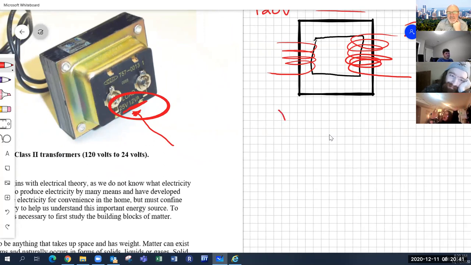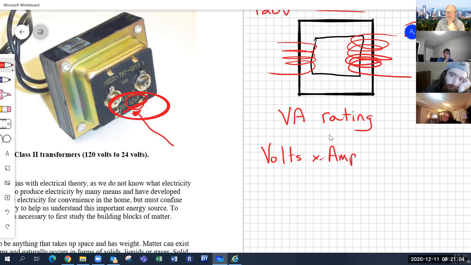So this is a VA rating. The VA rating is indicative of how much that transformer can handle. And how they get the VA rating is they take their volts times their amps, and that equals the VA rating. This is something on the side. I may ask you a question on the assignment. Just take your volts times your amps to find your VA rating.